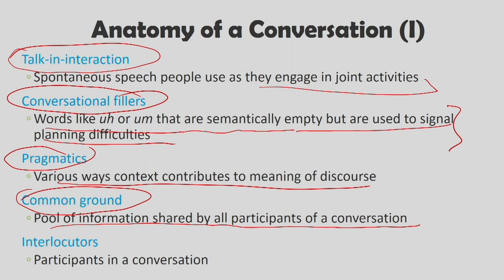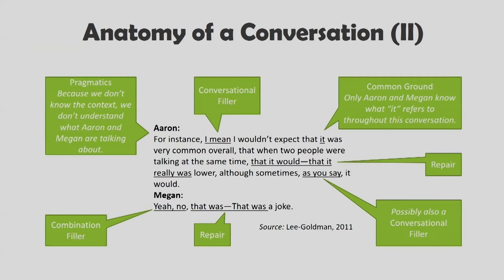Now, why is this common ground necessary? It is necessary because of this common ground, the interlocutors, which are the speakers or the participants in a conversation, can be brief and vague in their references. They can do that because they have some kind of common ground, some background knowledge of what is being talked about. And so, empty or filler conversations can also be used. Not all conversations should have semantics.